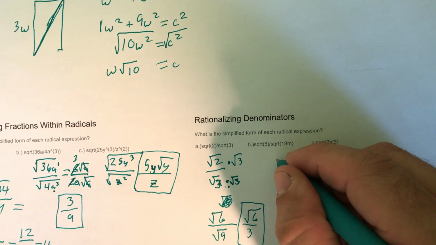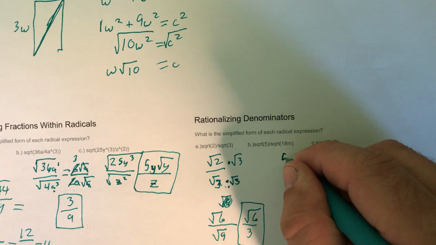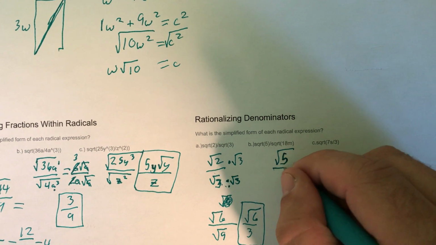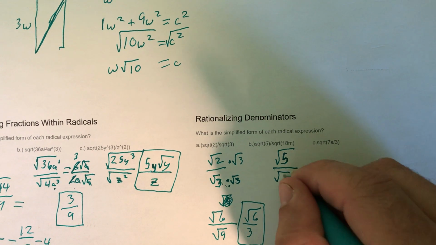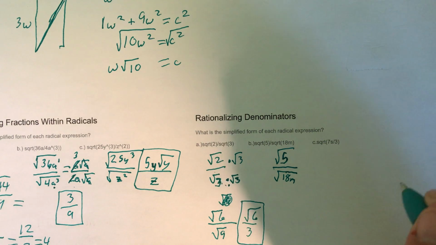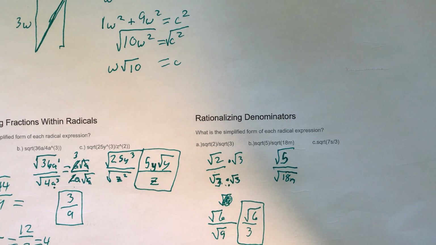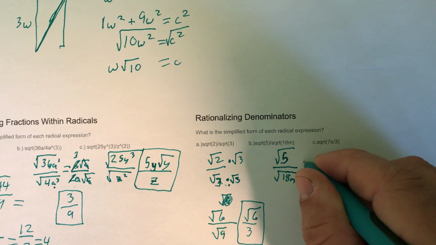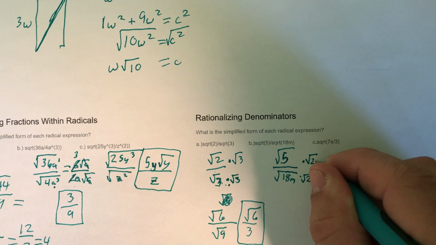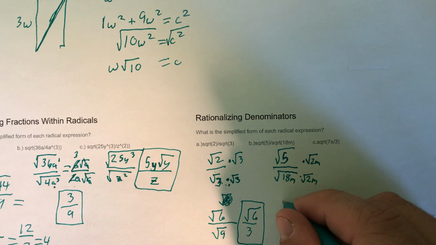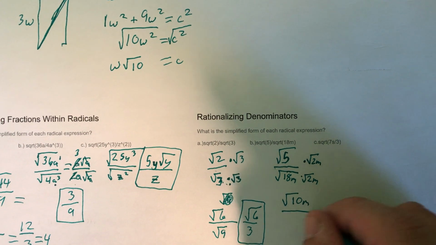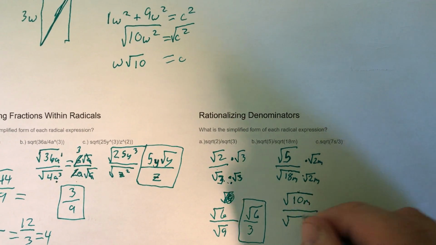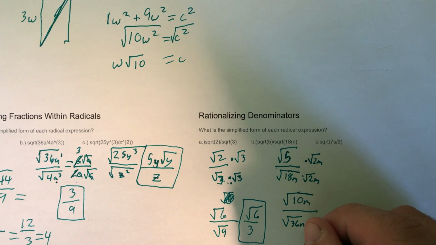Okay. On this bottom one, we have the square root of 5 over the square root of 18m. Now, this time you could multiply it by 18m. That would work out fine. I'm not going to go quite that far because I know 18 times 2 equals 36. So I'm going to take this times the square root of 2m. What I do to the bottom, I must do to the top, which is 2m. So we ended up with square root of 10m over the square root of 36m to the second.